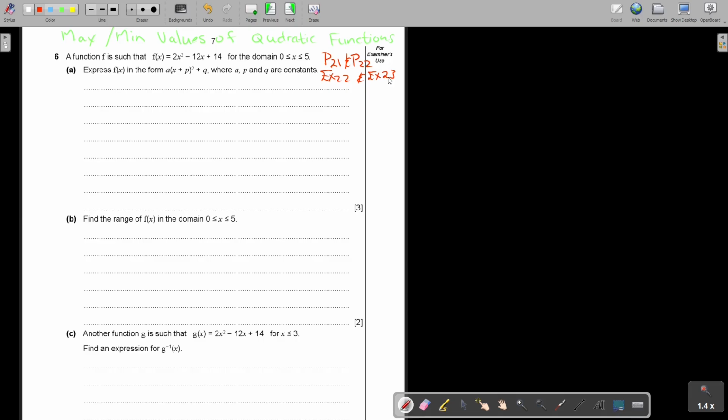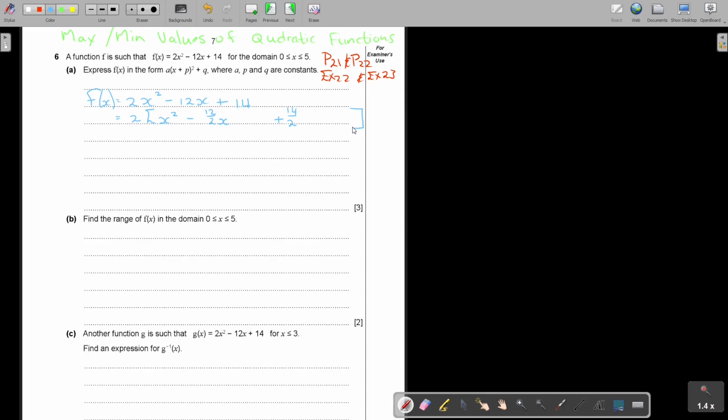Okay, let's start. First, let's write down the expression part. So 2x squared minus 12x plus 14. Okay. So if I take out 2, I can write it like this, f(x). Remember, it's not an equation. We just use the right-hand side as an expression. So I take 2 out as a common factor. So it's x squared minus 12 over 2, because I take it out as a common factor, plus 14 over 2, and there I leave that space.